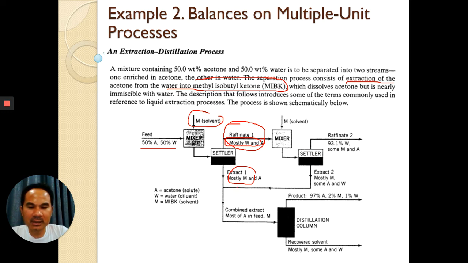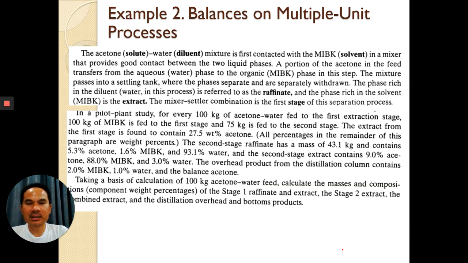Extract 2 and extract 1 are mixed, and then sent to the distillation column. This is the mixture of combined extract 1 and extract 2, and you send it to the distillation column. Raffinate 2 you send out. It consists of this component. The products of distillation will be two products, top product and bottom product, with the component shown for each case.